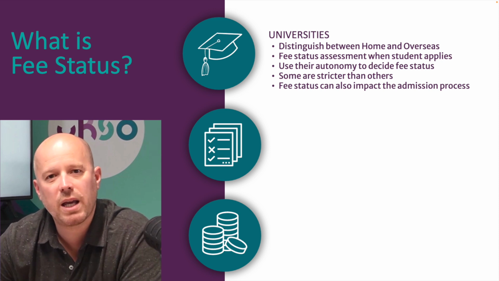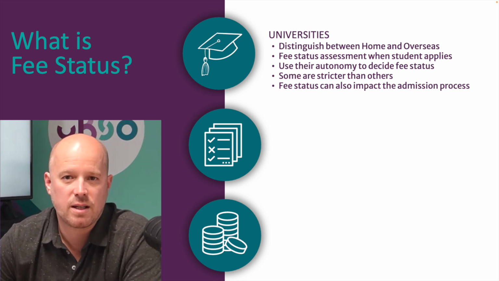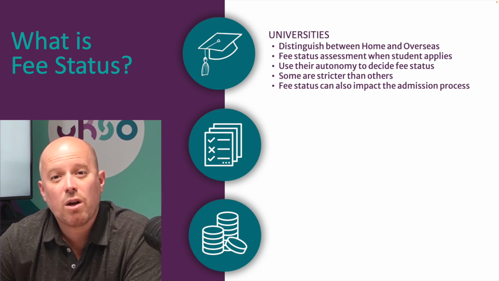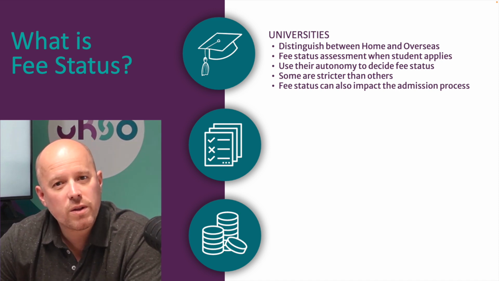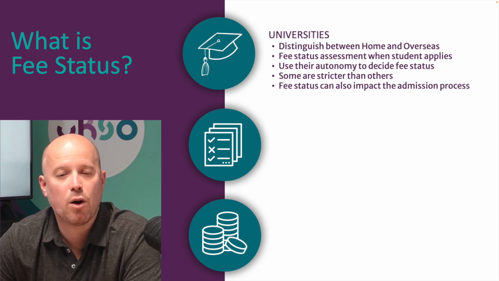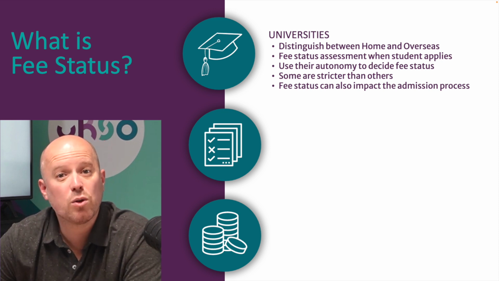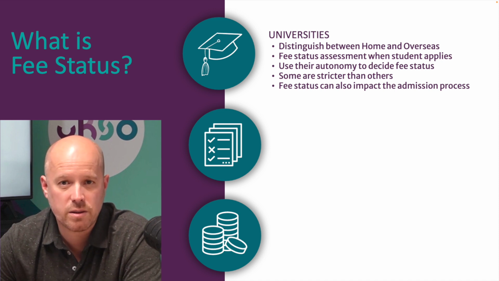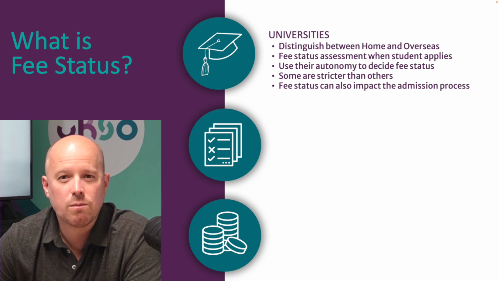For every application that universities receive, they are undertaking a fee status assessment. And with over 150 different universities in the UK, all of them are interpreting the rules and setting their own policies, and it could be that at some universities it might be tougher to get home fees than at others. So which university you apply to could make a difference to your chances of getting home fees. It is also the case that your fee status can have a direct impact on the admissions process.